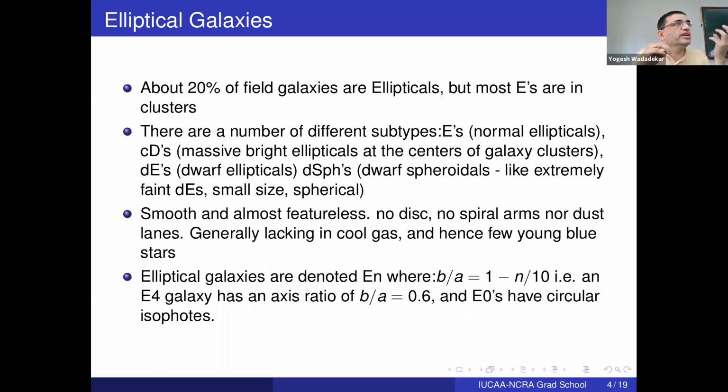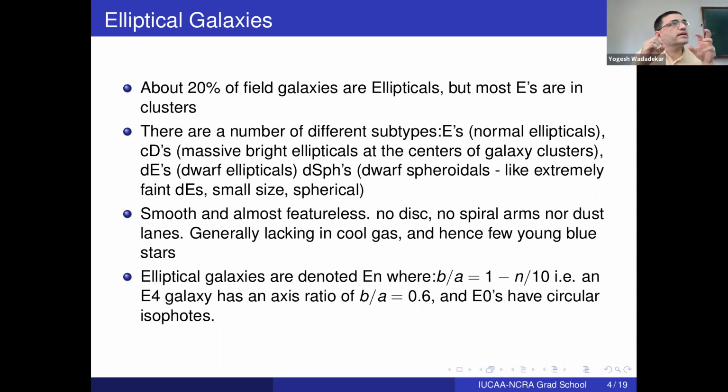If you look at field galaxies, only about 20% of the galaxies are ellipticals. About 70% are spirals, and 10% are the rest. But most ellipticals are in clusters. Most of the ellipticals in the universe are usually found in dense environments, and in clusters, particularly near the center of the cluster, the fraction of elliptical galaxies is very high. It can be 70%, 80%, 85%, and so on.